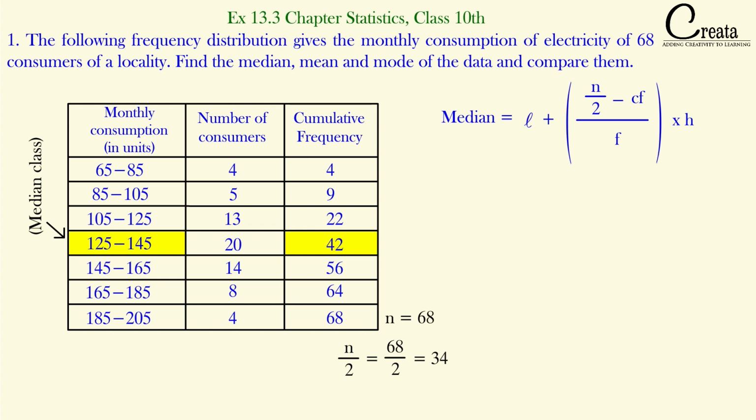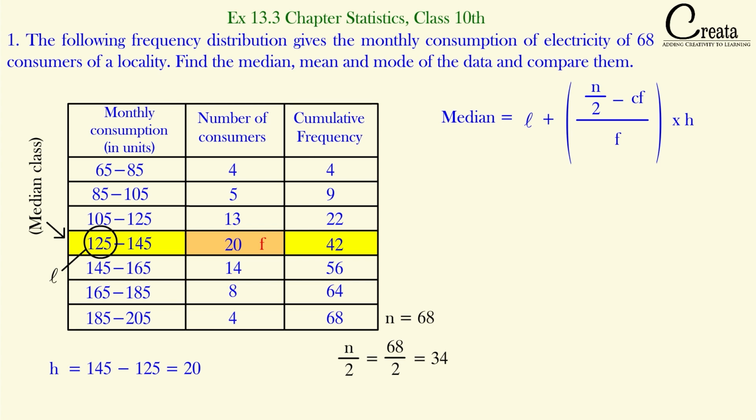Firstly, l, which is the lower limit of the median class. Our median class is 125 to 145. So the lower limit l will be 125. Further, let's find the class interval h, which is upper limit minus lower limit. 145 minus 125 is 20. Next, the frequency f, which is the frequency of the median class, which is 20.